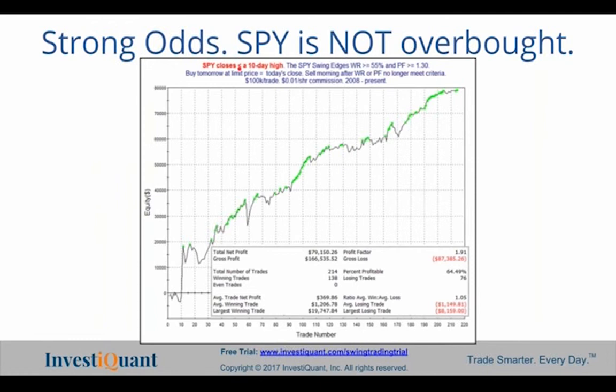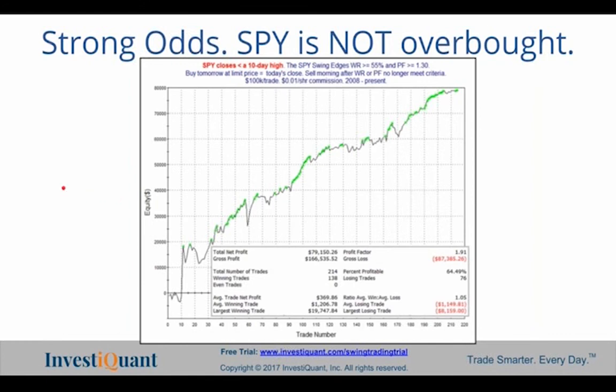Well, now our odds are looking good. As long as we're not closing at a 10-day high, we've got a profit factor near 2. We're right on 65% of the trades. We're showing good average gains and losses, and there's not a whole lot of drawdown in the curve at all. The worst looks like right around there, and that was recovered very quickly.